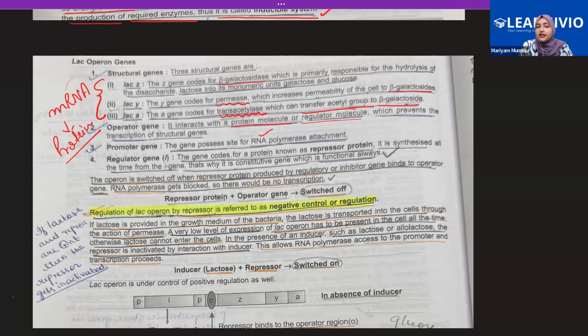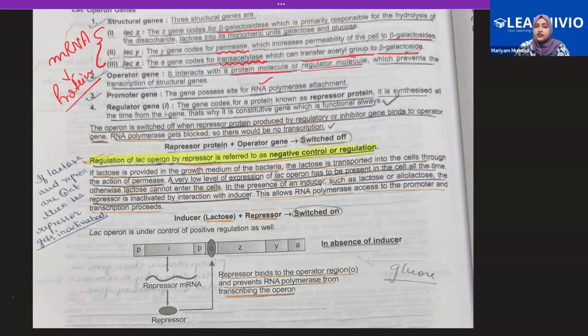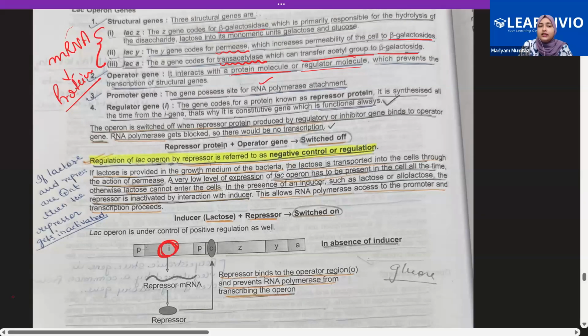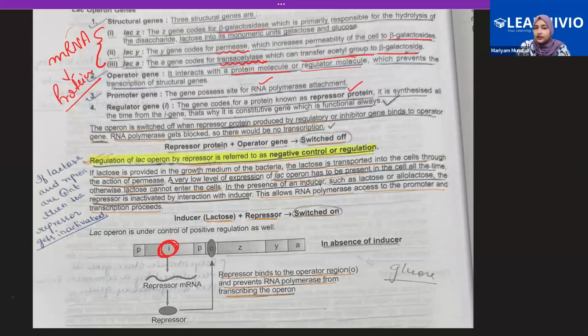Now here the operator gene, what will it do? It will interact with the protein or the regulator molecule, meaning either it will interact with it and stop the process or continue the process. Then there is a promoter gene, which is the part where the RNA polymerase attaches, and then the regulatory gene, this gene. Do you see this one? So this I gene will code for the repressor protein, okay?